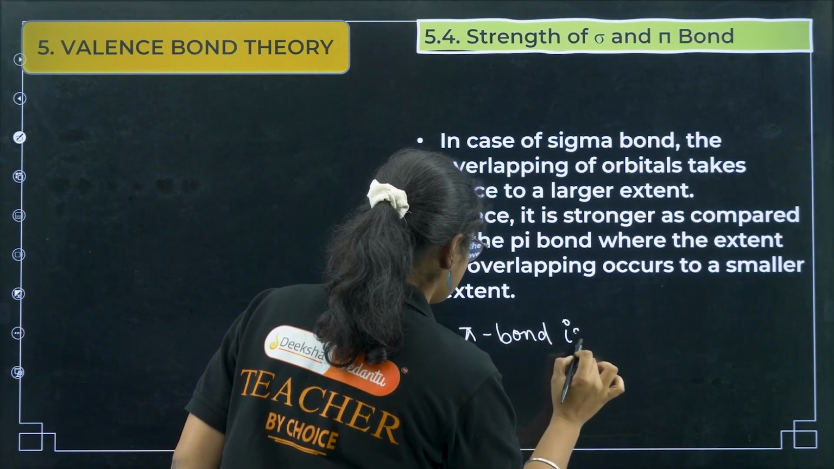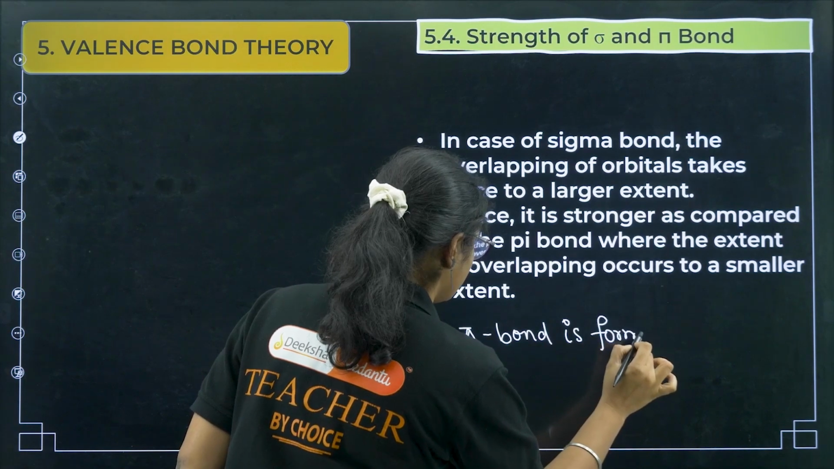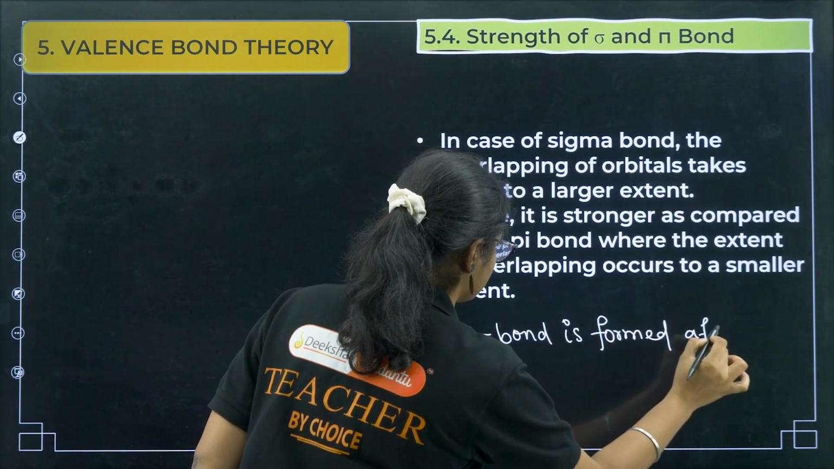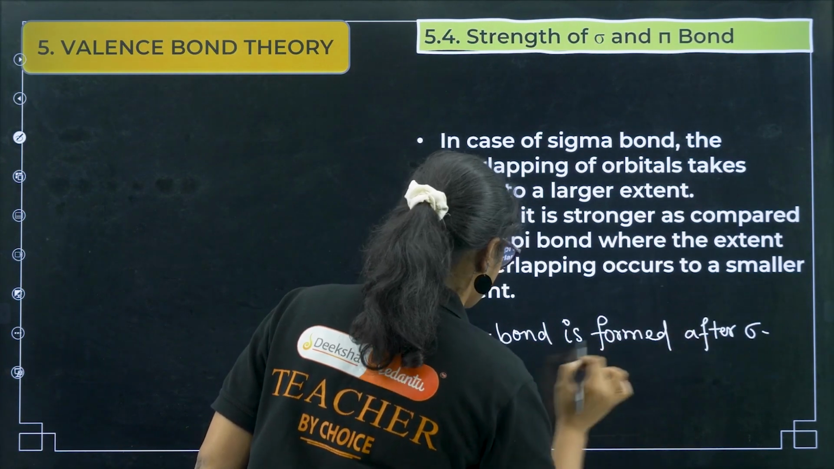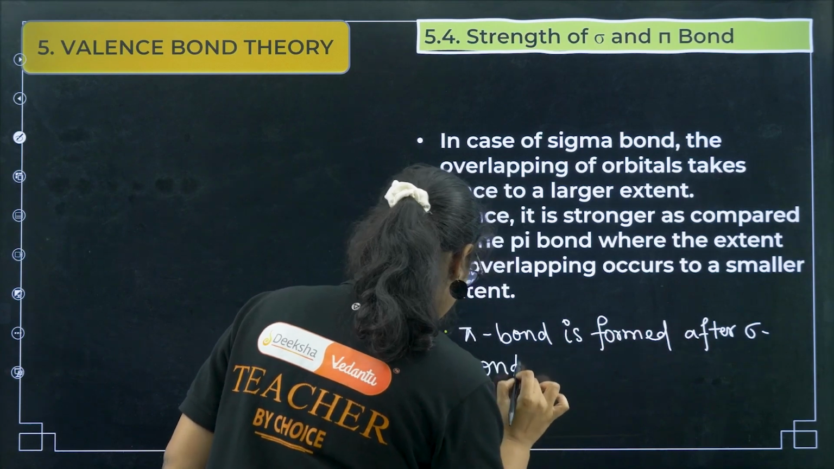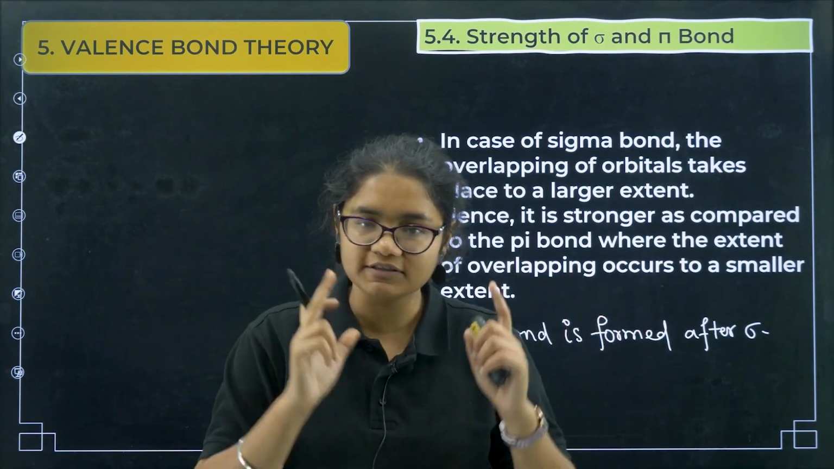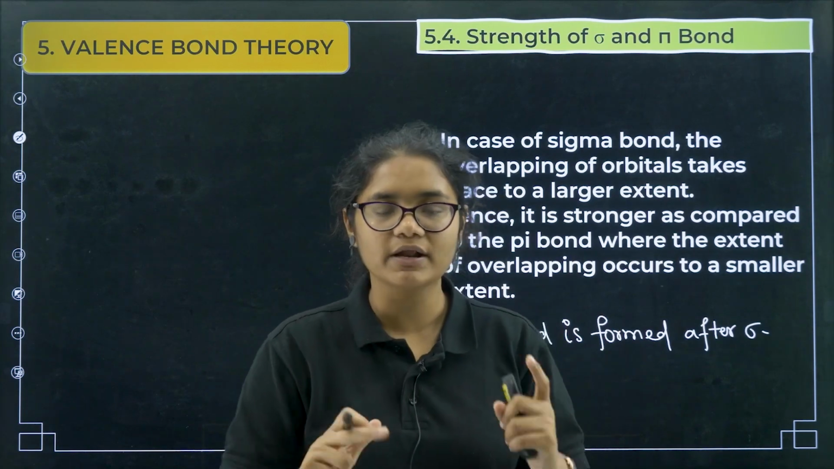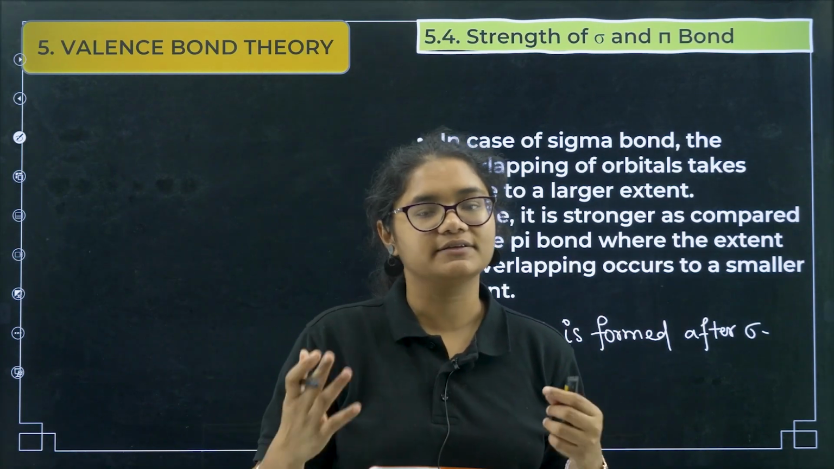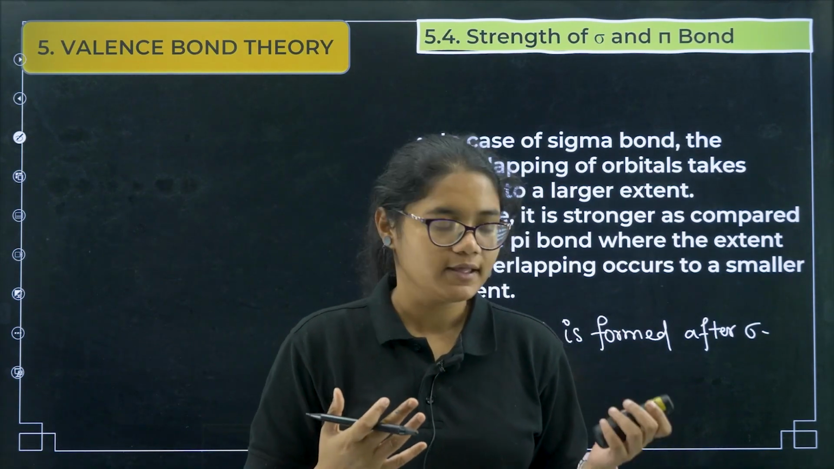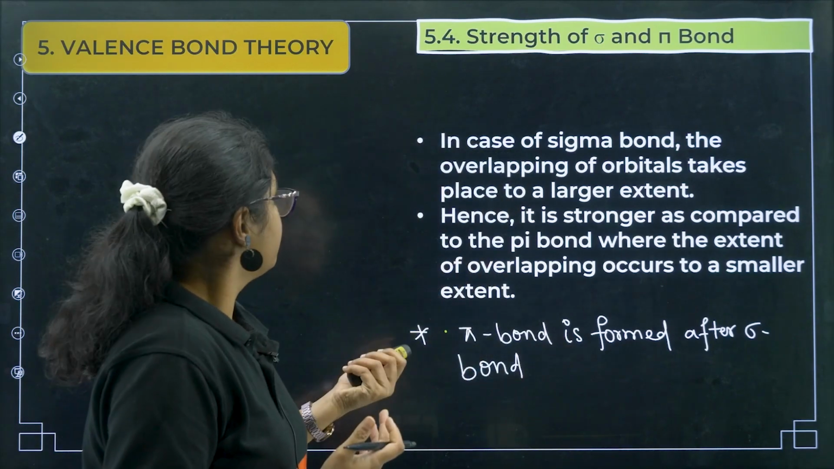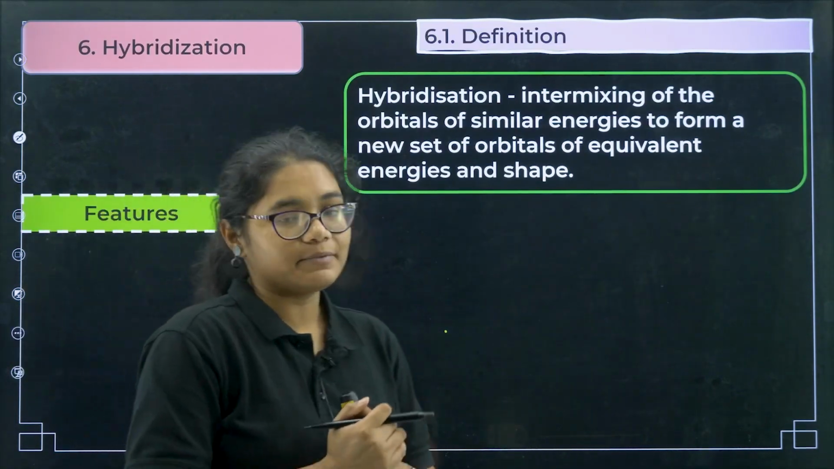Okay, here I want to add one more point, that pi bond is formed after sigma bond. Okay, means two atoms, suppose A and B is there, they will not form pi bond first. Always there is a formation of sigma bond. After that, if required, there is a formation of pi bond. Okay, clear? Fine. Now we will go to the next topic, that is hybridization.